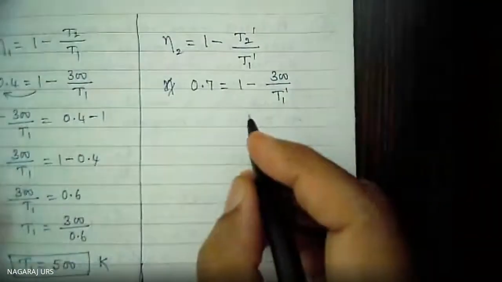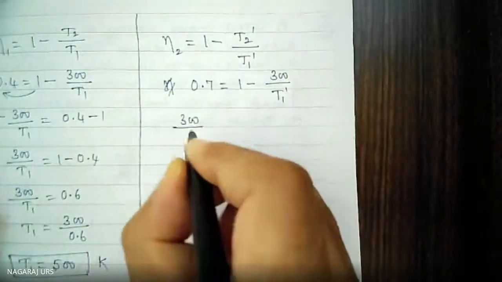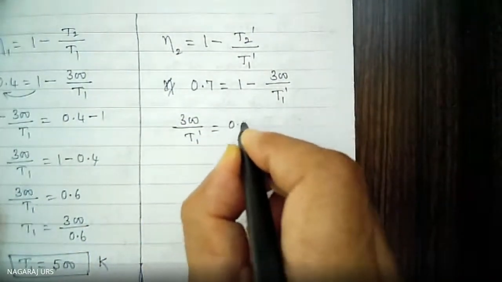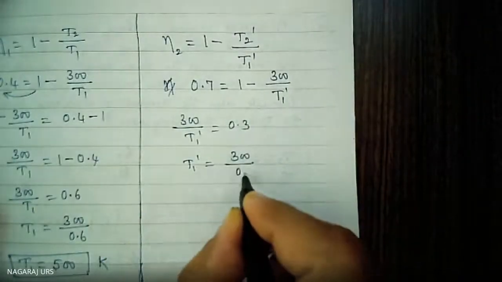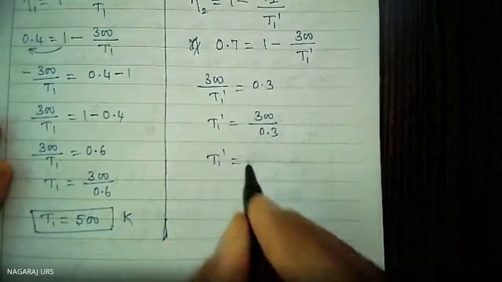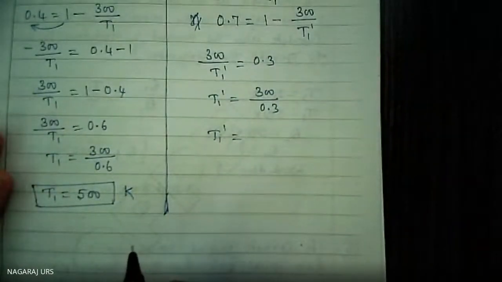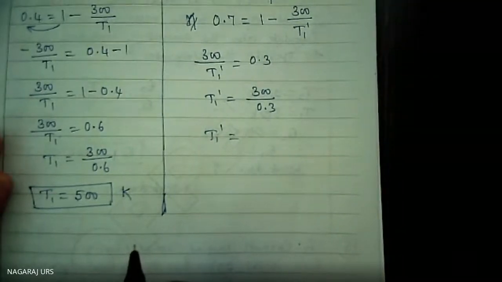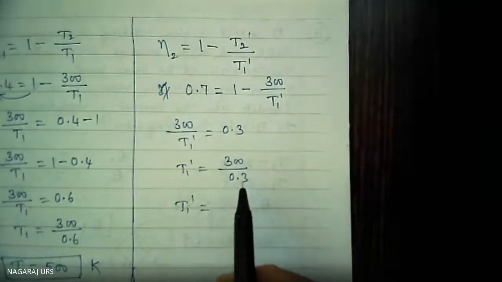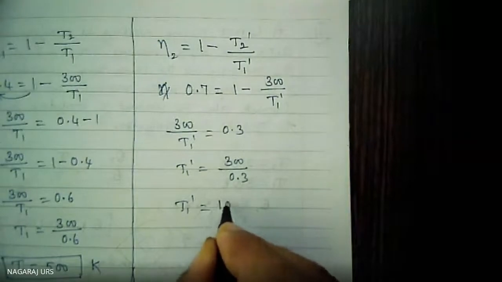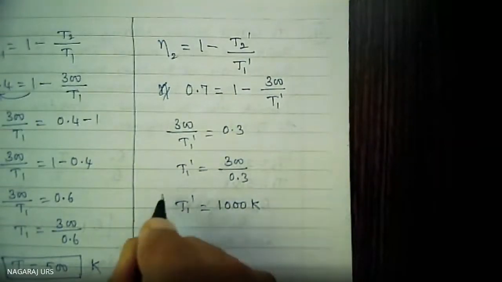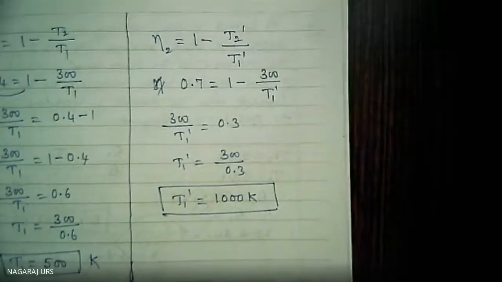Now it is very easy. So therefore, 300 divided by T1 dash is equal to 0.3. T1 dash is equal to how much? 300 divided by 0.3. How much is this? Is it correct? Check it out. 1000 Kelvin. Okay. Right.